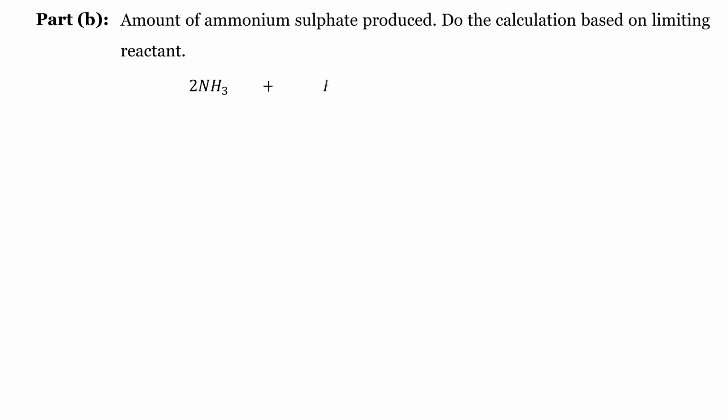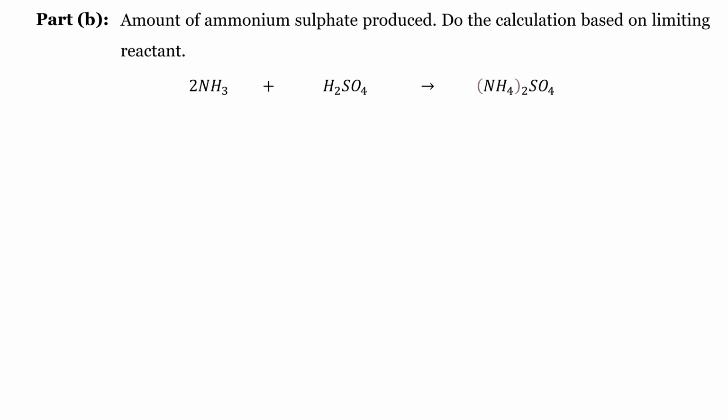So in part B, we need to find the amount of ammonium sulfate produced. Now in this case, we have limiting reagent as well as excess reagent. We know that limiting reagent will get consumed completely. So we will have to do calculation on the basis of limiting reactant.